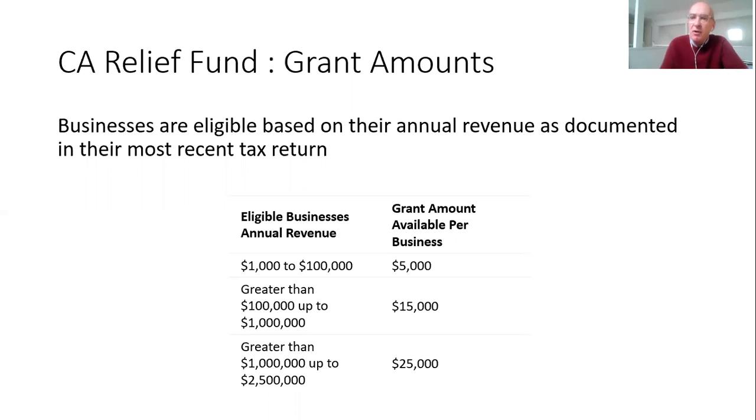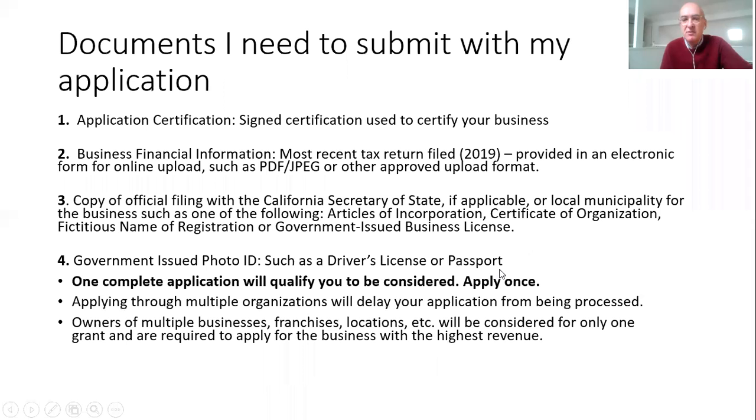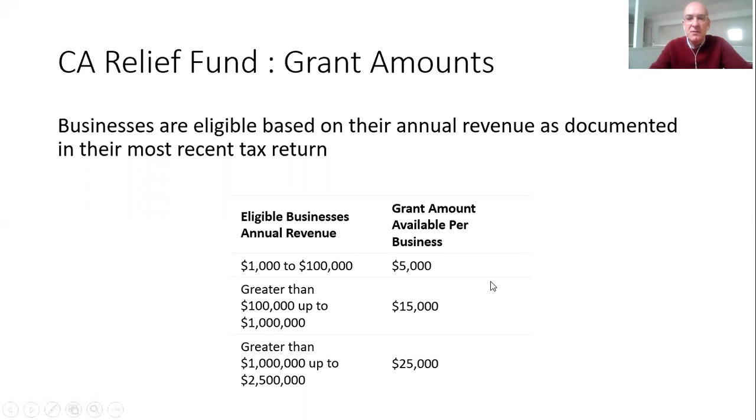What are the grant amounts? Well, the grant amounts are based exclusively on your gross receipts as a business. So if your gross receipts, you can see on this table in front of you, were between $1,000 and $100,000, and you're successful, you will be awarded $5,000. If your gross receipts were higher than $100,000 and up to $1 million, it's $15,000. And if you're over $1 million and up to $2.5 million, it is $25,000. So those are the three outcomes of a successful application based entirely on the gross receipts. And that will be identified in your 2019 tax return.